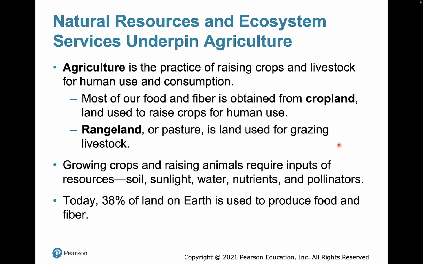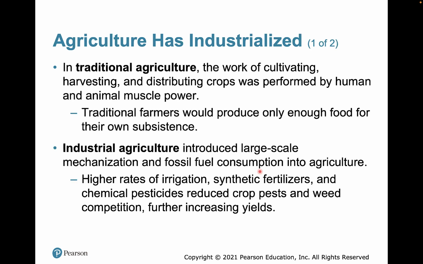Whether we are growing crops or raising animals, it requires a lot of resources: soil, sunlight, water, nutrients, and pollinators. If we are just growing crops, we need these things. If we're raising animals, we need to grow crops, so we need these things to grow the crops to feed the animals, in addition to water that they are going to need to drink. Today, a little bit more than a third of the land on the earth is used to produce food and fiber. So that's quite a chunk of our planet.